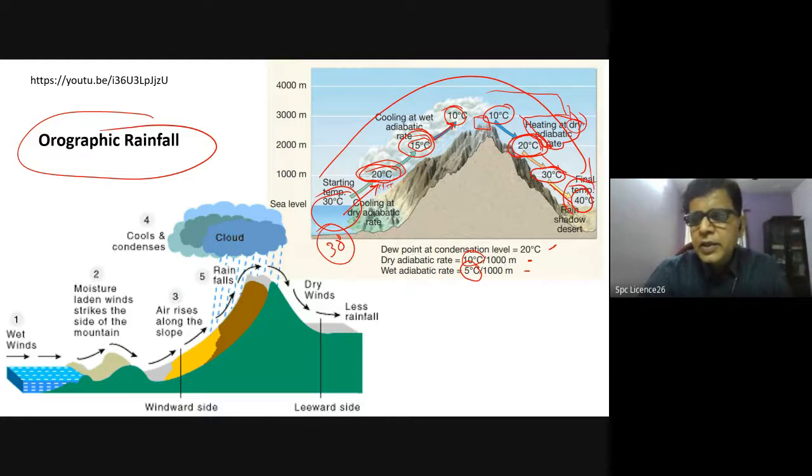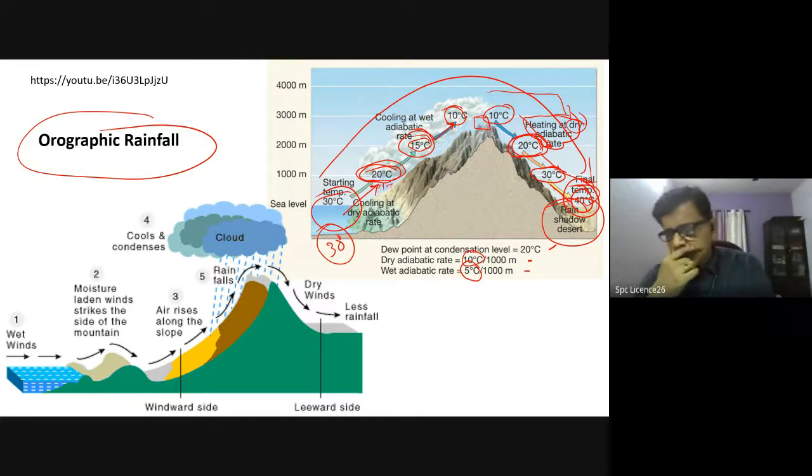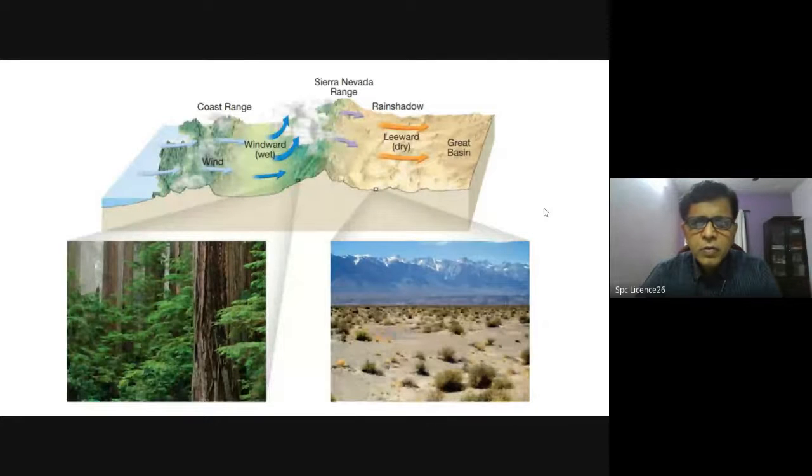And at this 40 degrees yesterday, we saw that the mixing ratio is very high. So it will absorb whatever moisture is there. And that is why you will not have rain here. And that is why this is called the rain shadow region as well. Okay, this is orographic rainfall. This is the effect of an orographic rainfall.